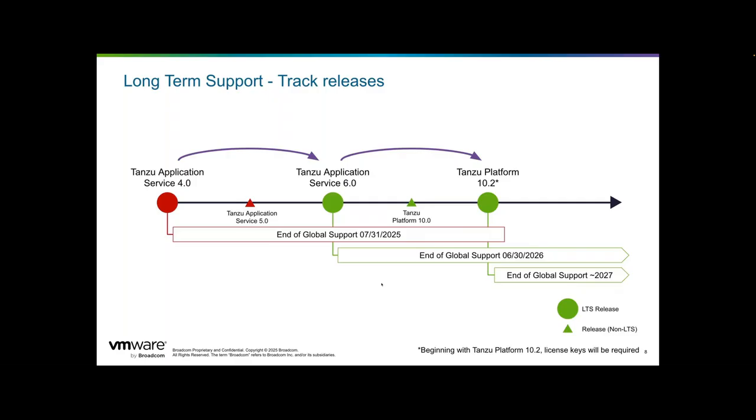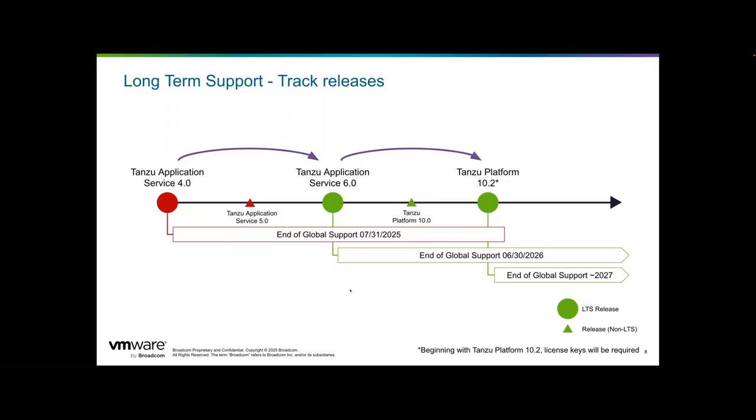And so with Tanzu Application Service 6, that will carry forward to its end of global support through June 30th of next year. And then after you move to Tanzu Application Service 6, you want to begin planning towards Tanzu Platform 10.2, which will go end of global support at some point during 2027. The other thing I will note here is that there is something new that will be implemented as part of Tanzu Platform 10.2, and this is just that license keys are going to be required beginning with Tanzu Platform 10.2. So it is an important consideration to make sure you're aware of, that you'll have to go to the support portal to get license keys in addition to upgrading when you go to 10.2.